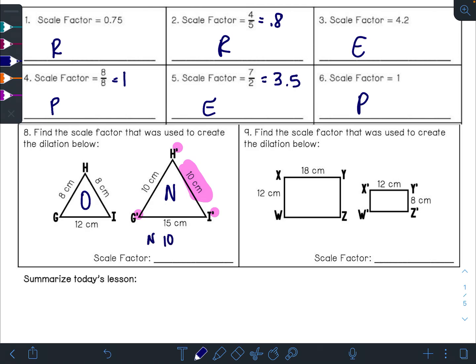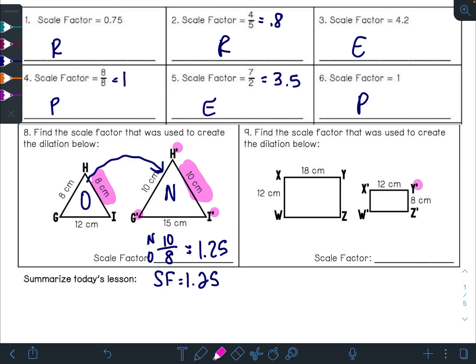That's what goes on top, my new, over my original. And I'm going to pick the corresponding side that goes with it. So the side that matches is in the same spot, and put it underneath it. And then all I'm basically going to do is just simplify it. So when I simplify this down, it gives me 1.25. So I know my scale factor is 1.25. And does it make sense that if I went from this shape to this shape, it was an enlargement? My scale factor is greater than 1, so that makes total sense.